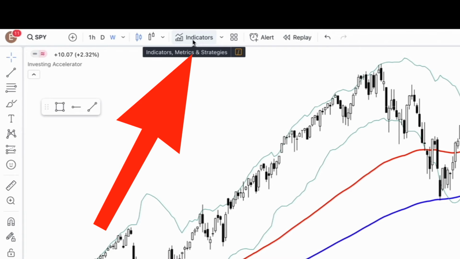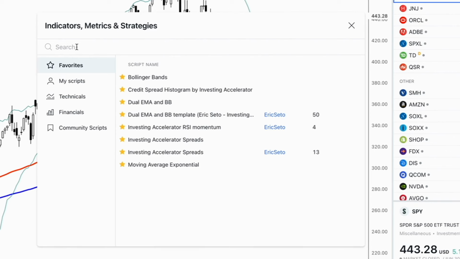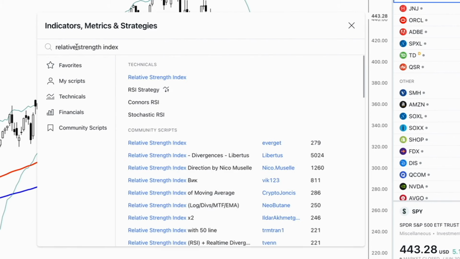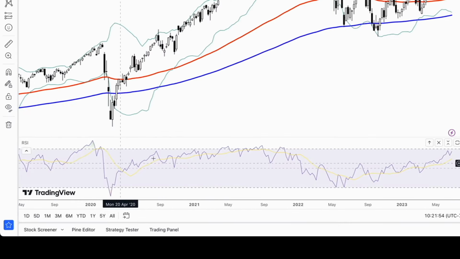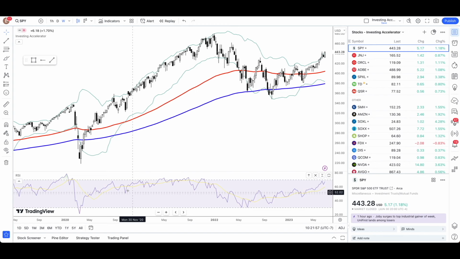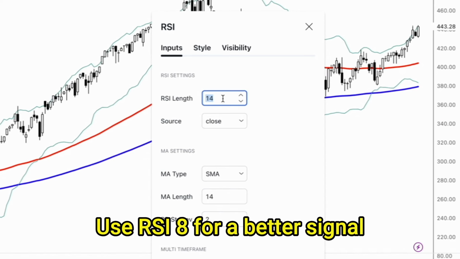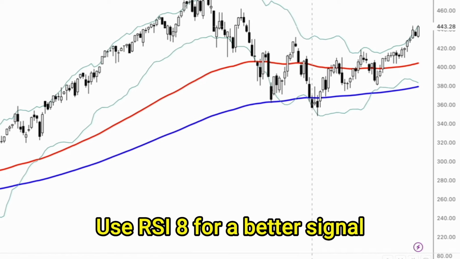So on the upper left, click on indicator, and then type RSI, Relative Strength Index. Click on it, and you'll find that this is what it looks like at the bottom. The default is usually around 14 weeks if you're using a weekly chart, but I like to use 8 because it is faster and it gives you a better signal so you can react faster when the market changes.